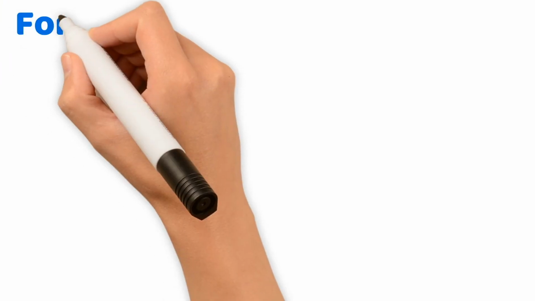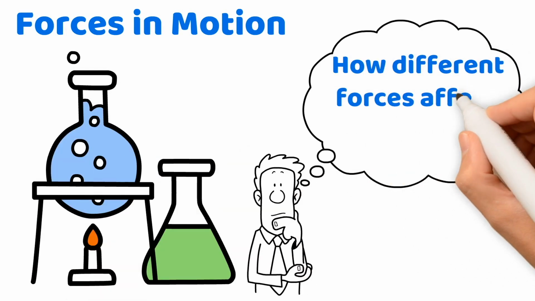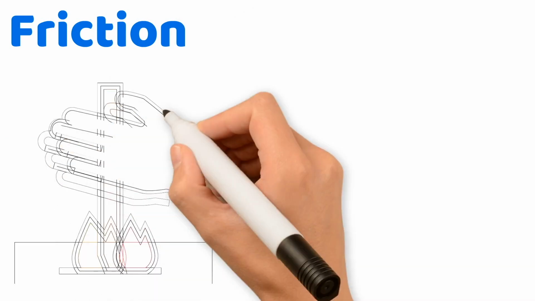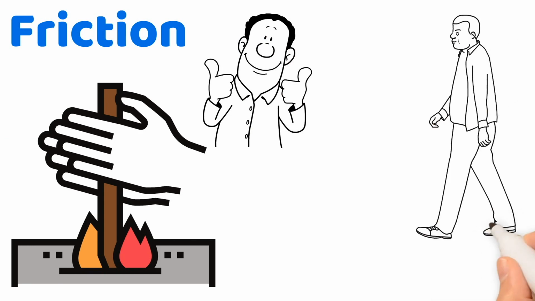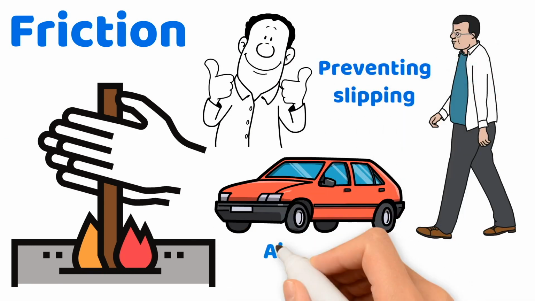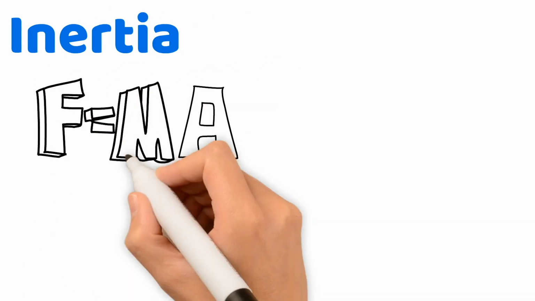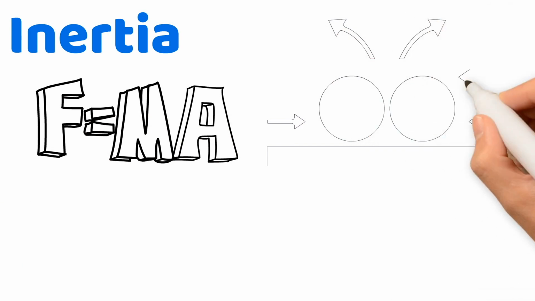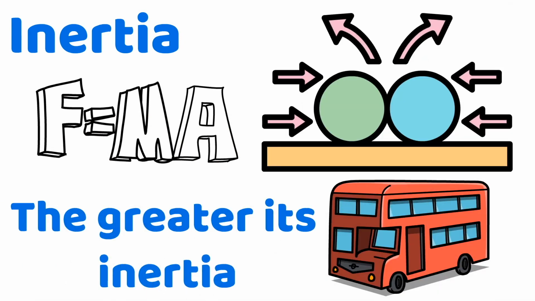development. Forces in motion. In physical science, understanding how different forces affect motion is crucial. Friction. This force opposes the motion of objects in contact. It plays a critical role in everyday activities, such as walking and driving, by preventing slipping and aiding in the stopping of vehicles. Inertia. Defined by Newton's first law of motion, inertia is the tendency of an object to resist changes in its state of motion. The greater the mass of the object, the greater its inertia.